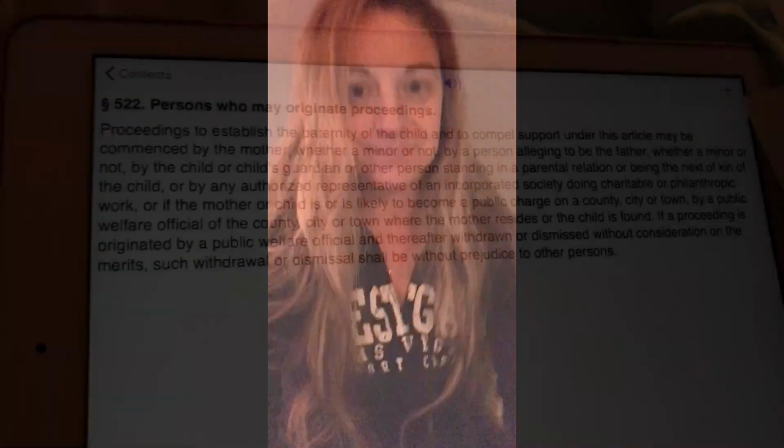Okay, so now number 24. This actually I got wrong myself on the practice test. 522. Who may not institute a paternity proceeding? And this is a matter of knowing the list and memorizing the list of who may institute it, and then no matter what they throw in there, you will know who cannot institute it.